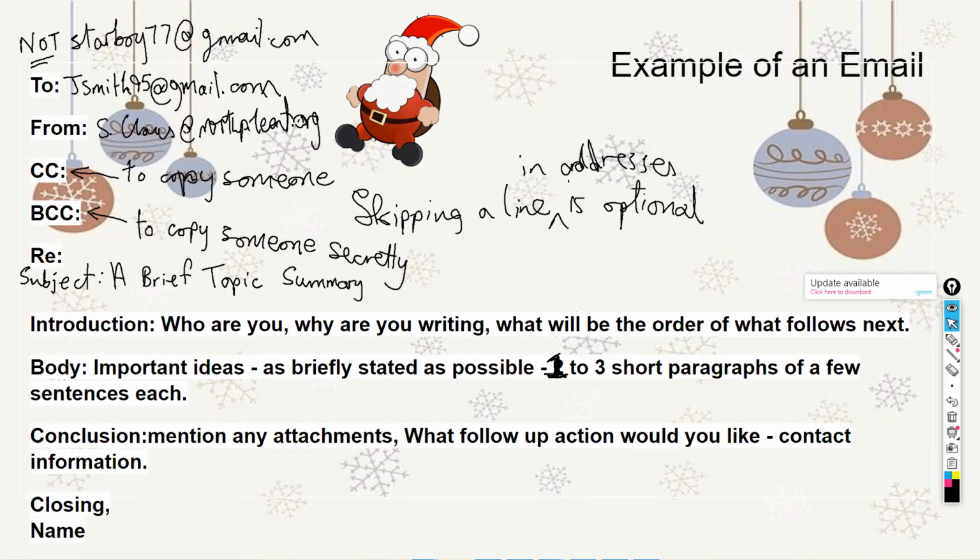As opposed to if I put everybody's address in the CC field, and then you could look through and you could see everybody's email address in the CC field.